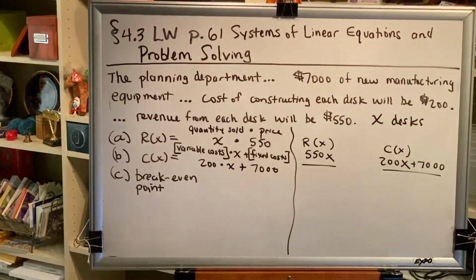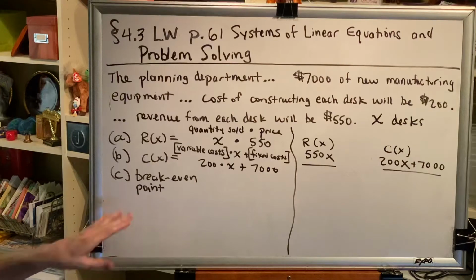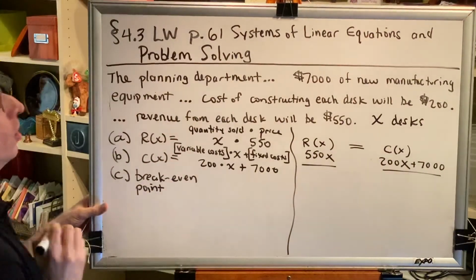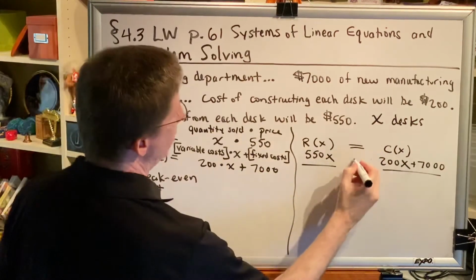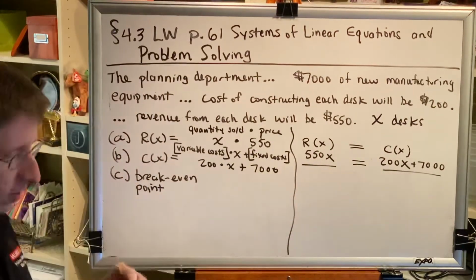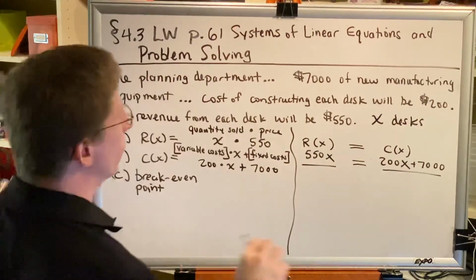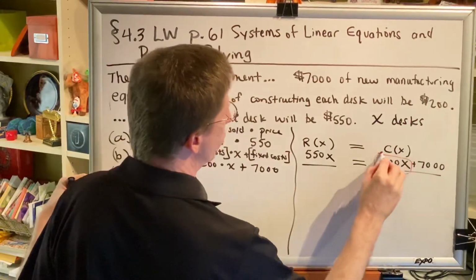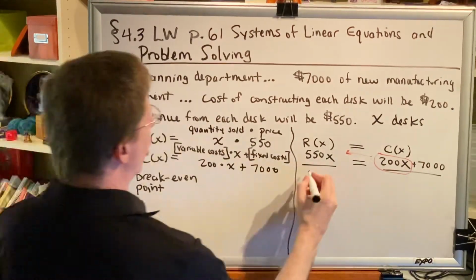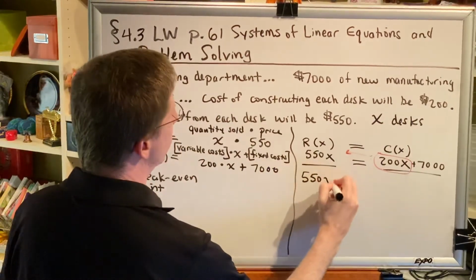Part C asks us to find the break-even point. The break-even point is the point where cost and revenue are equal to each other. So setting R of X equal to C of X, setting 550x equal to 200x plus 7,000, we can now solve for X. I want all of my terms with variables to be on the same side. So I'm going to move this 200x to the other side. When a term changes sides, it changes signs.